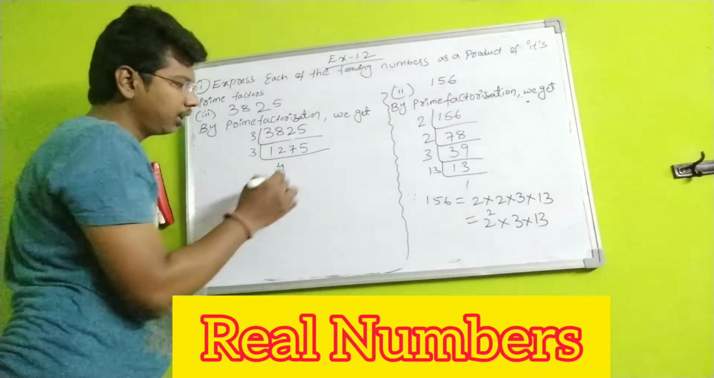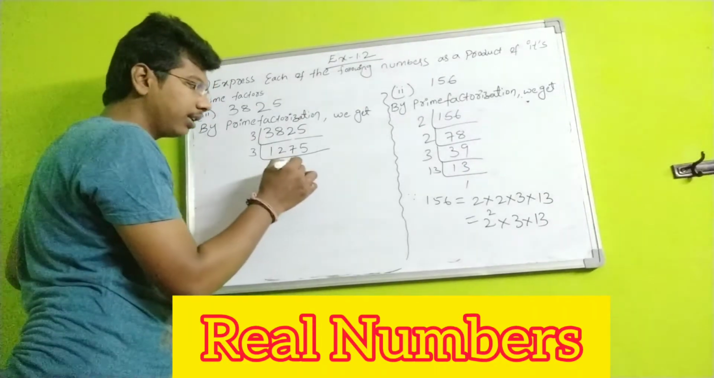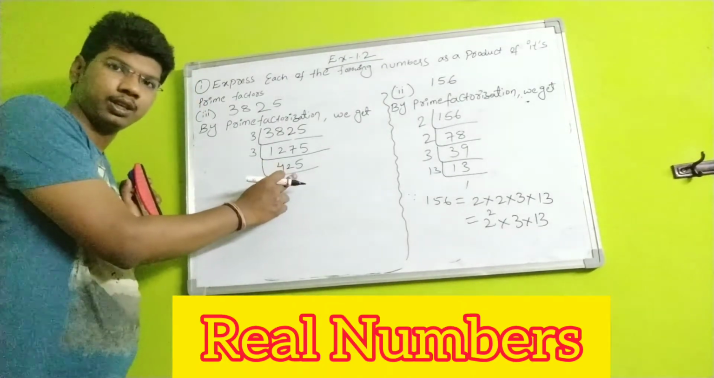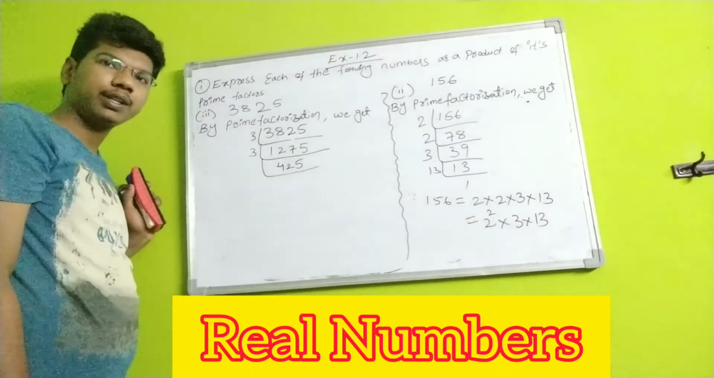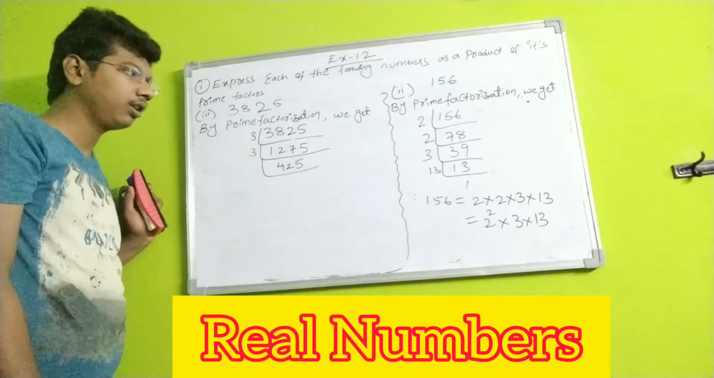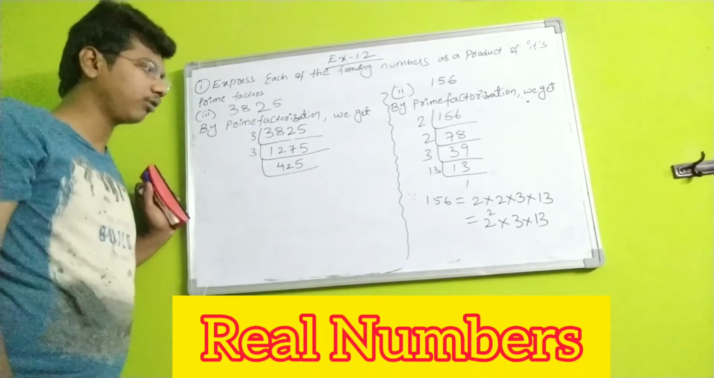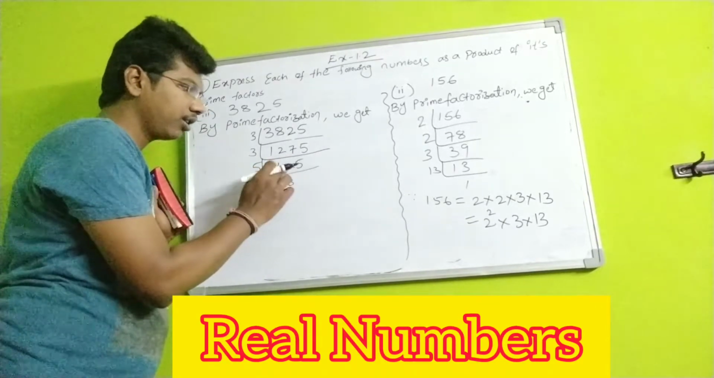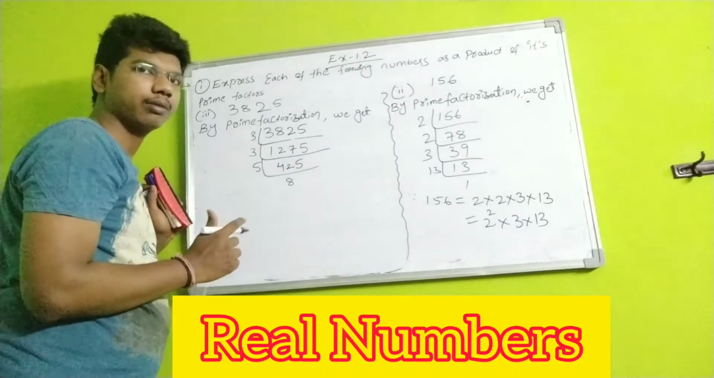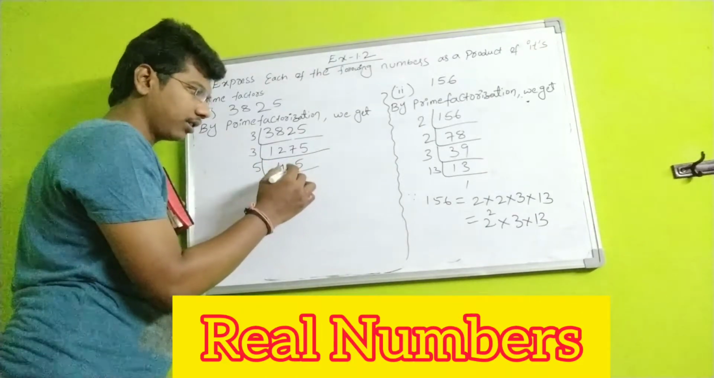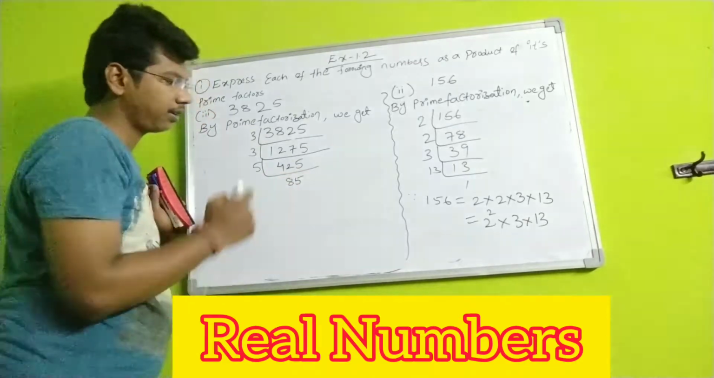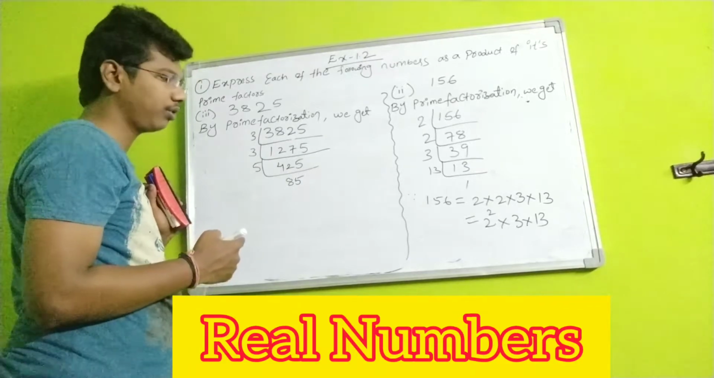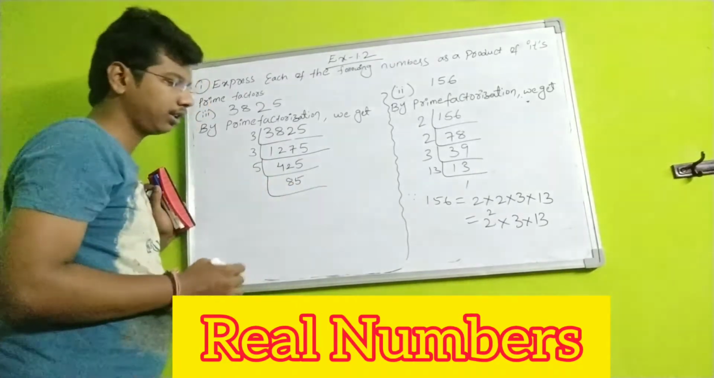3 fours are 12, 3 twos are 6, 1 carry, 3 fives are 15. Now check 4 plus 2, 6, 6 plus 5, 11. 11 is not divisible by 3, students. Now check 4. This also is not divisible by 4. Next check 5. Yes, 425 is divisible by 5. 5 eights are 40, 4 carry... 5 fives are 25. Again 5. 5 eights are 40. 2 carry. Now this 5 becomes now 25. 5 fives are 25.